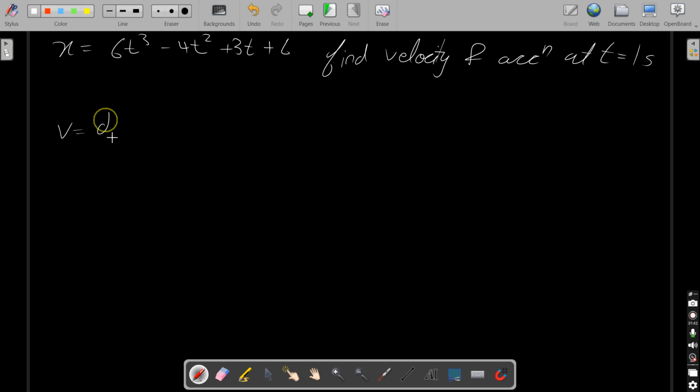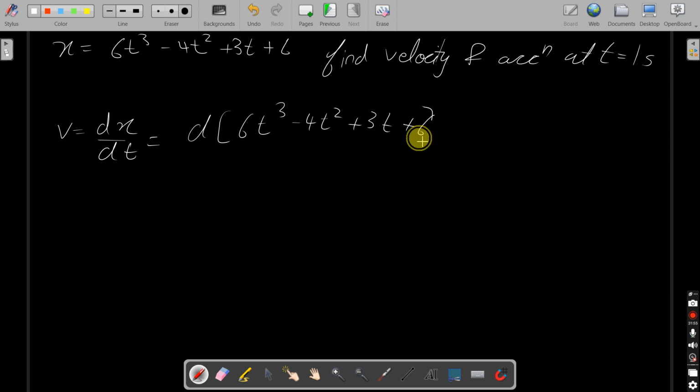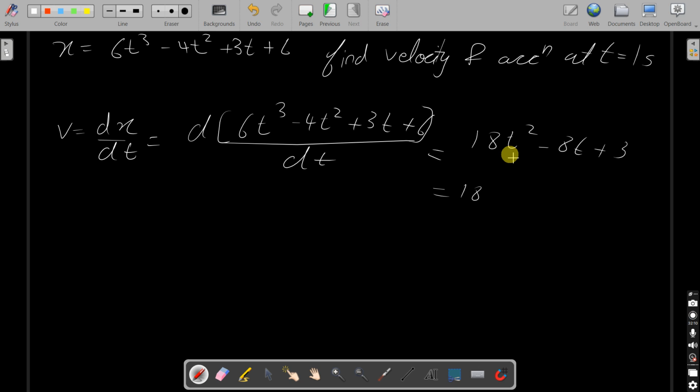So velocity is equal to dx upon dt. This will be differentiation of 6t cubed minus 4t squared plus 3t plus 6 upon dt. This will be 18t squared minus 8t plus 3, at t is equal to 1. So 18 into 1 minus 8 plus 3. So this becomes 13 meter per second.